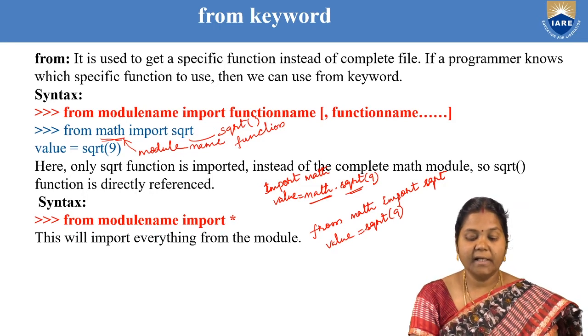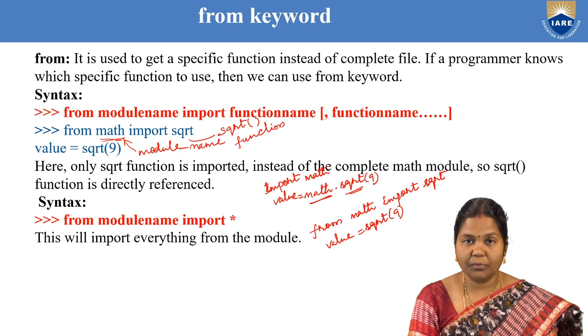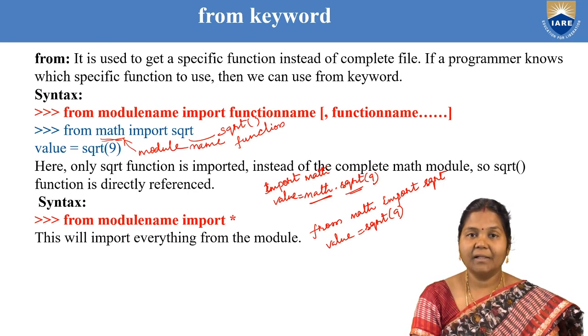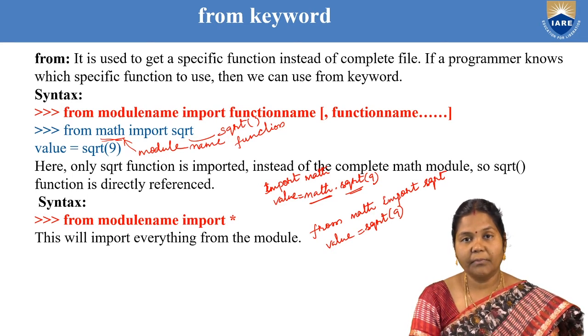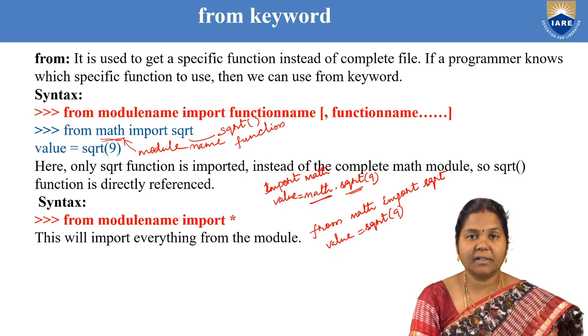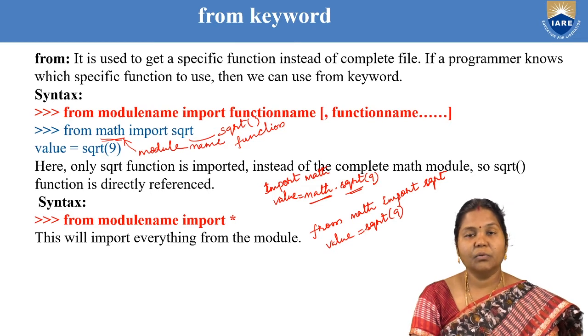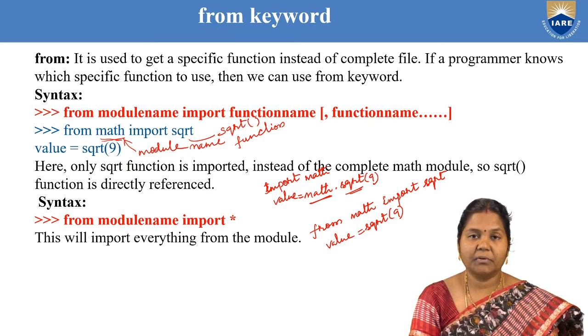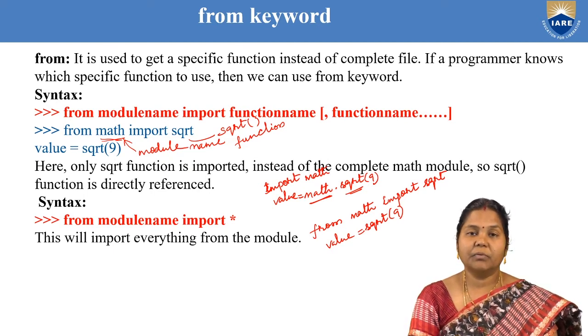So in this case, it will import everything from the module. This is the same as writing import module name. So you can write import module name, or from module name import star, so that all the functions and variables available in that module will be imported. These are the two different ways to import a particular module and to use the functions or variables present in that module. So this is about the module concept in Python.